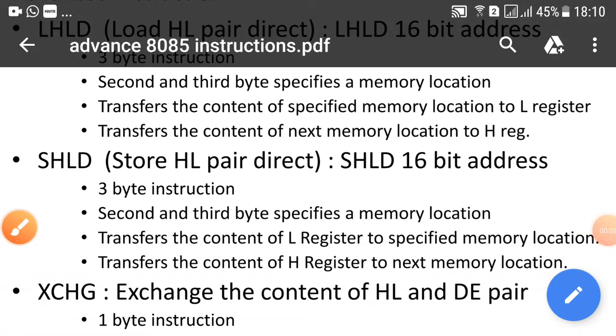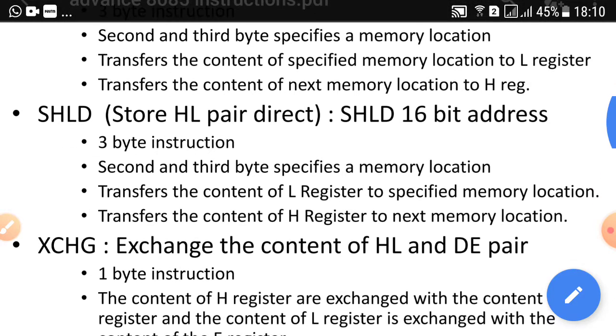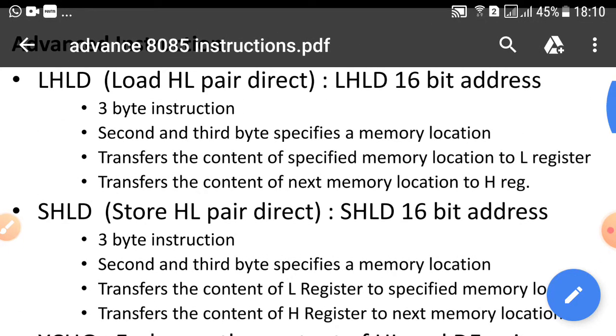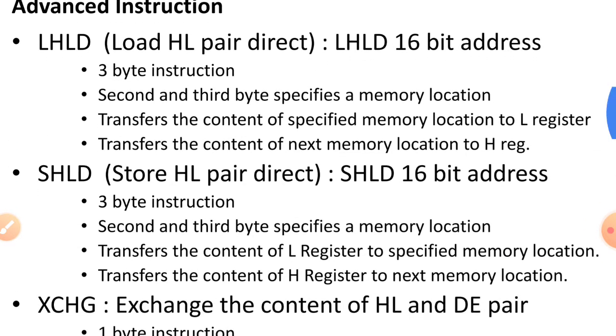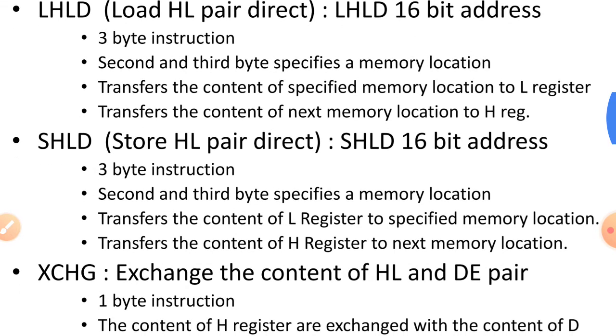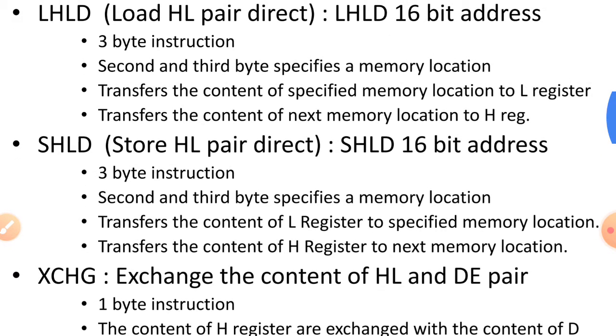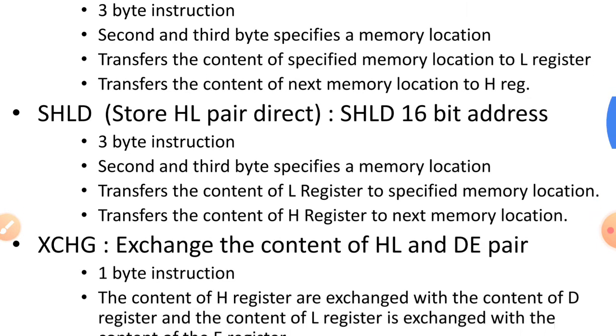It will transfer the content of the next memory location into the H register. Next memory location means 3556. So, in this way LHLD used to work. The purpose is to load the HL pair directly from the memory location content into the HL pair.